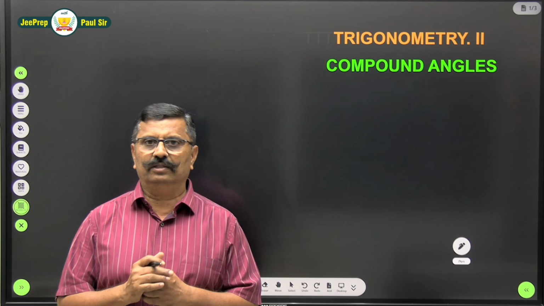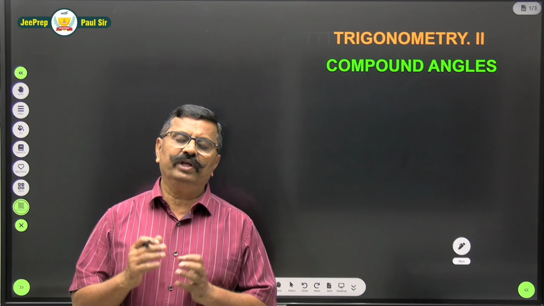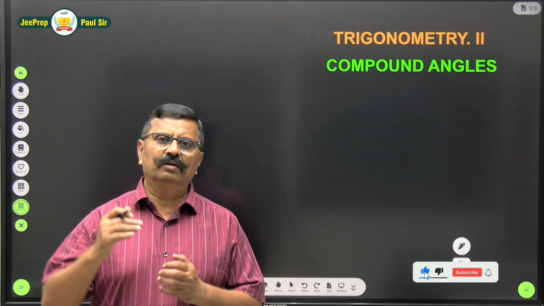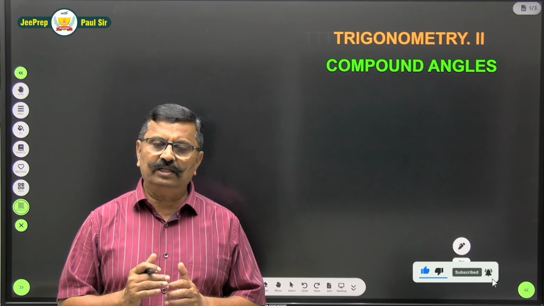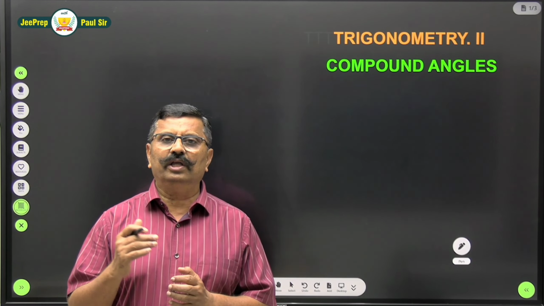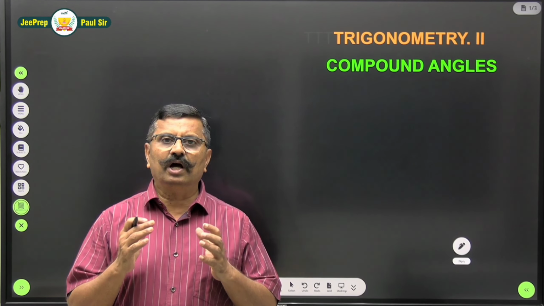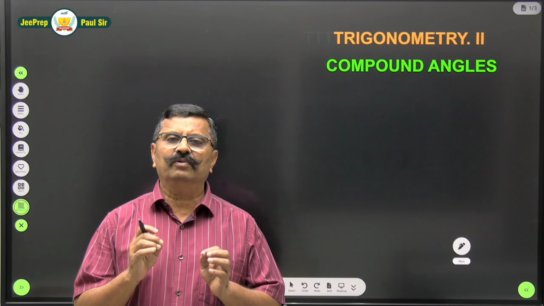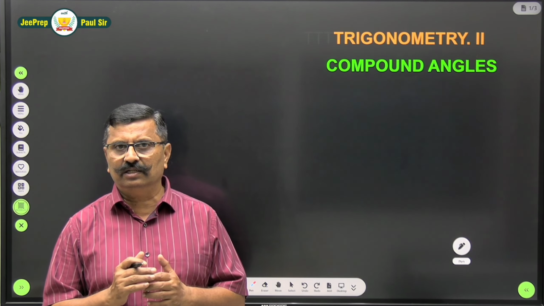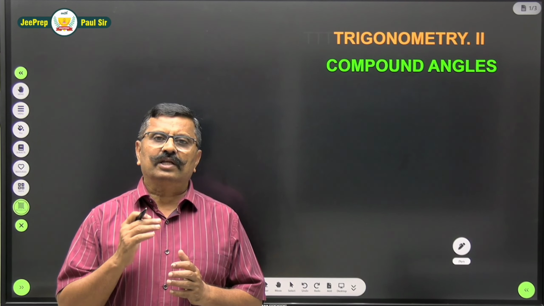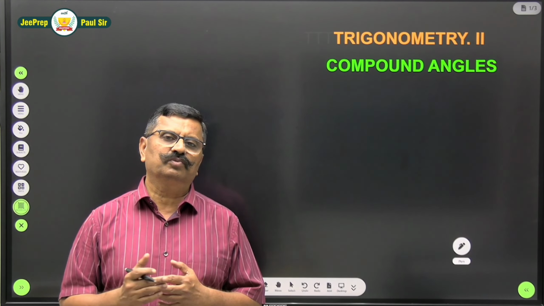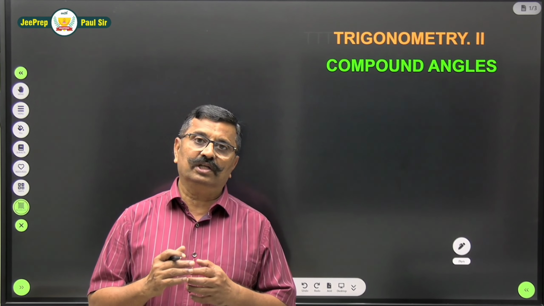Now what are compound angles? Till now we have found the trigonometric functions of angle A or angle theta or angle B individually. But in this lesson, we will find trigonometric functions of A plus B or A minus B. So what are compound angles? Compound angles are the sum or difference of two angles. In this lesson, we are going to find sine of A plus B, A minus B, cos of A plus B, A minus B, etc. So let's start with cos A minus B.